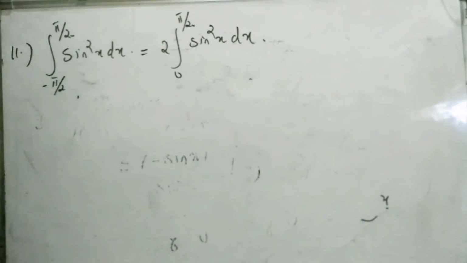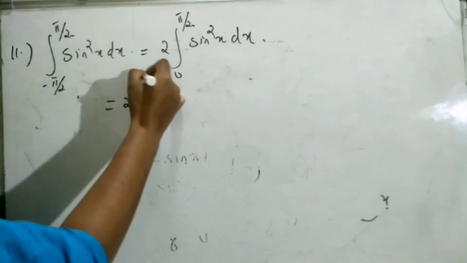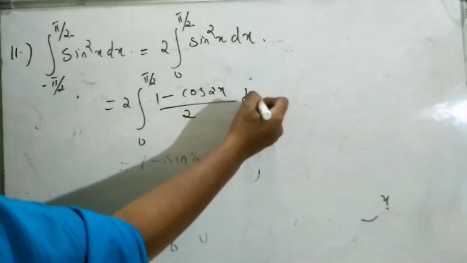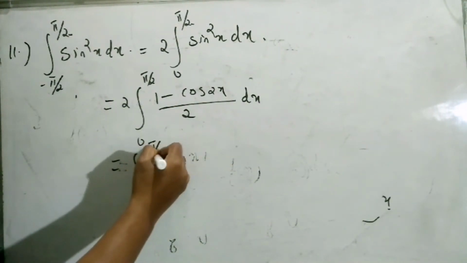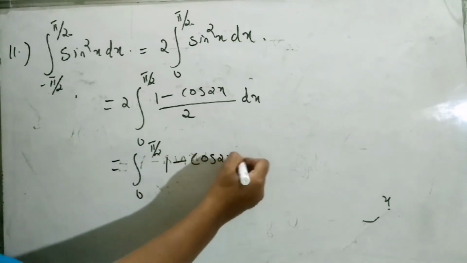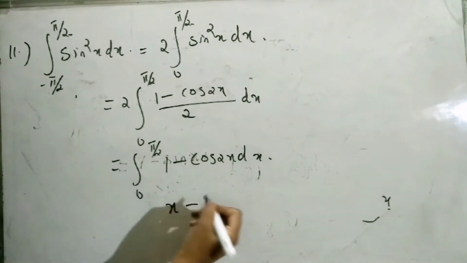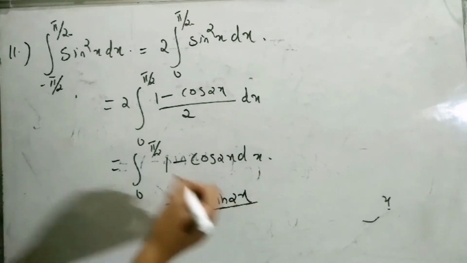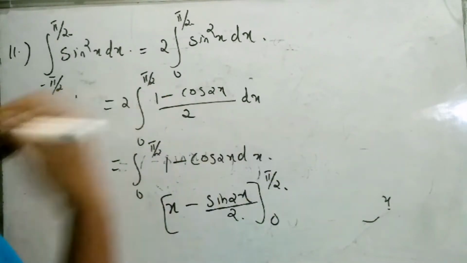Now I am going to write sine square x as 1 minus cos 2x by 2. We know by using the trigonometric result that sine square x is 1 minus cos 2x by 2, dx. So this 2 and 2 get cancelled, and we will have integral 0 to pi by 2 of 1 minus cos 2x dx. Now we are going to integrate it. The integral of 1 is x and the integral of cos 2x is sine 2x, and instead of x we have 2x, so we need to write the derivative in the denominator, that is 2, and it is from 0 to pi by 2.